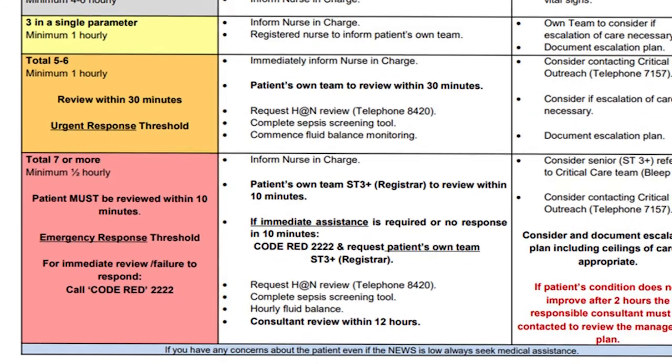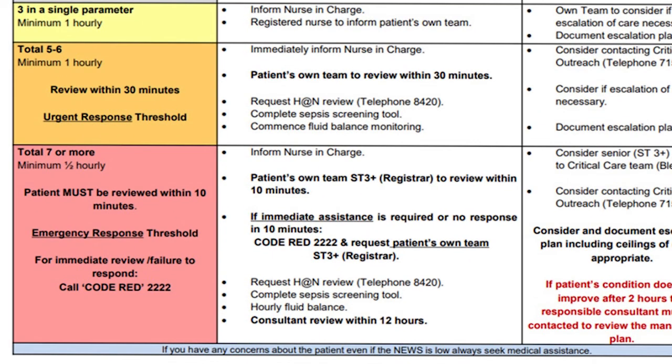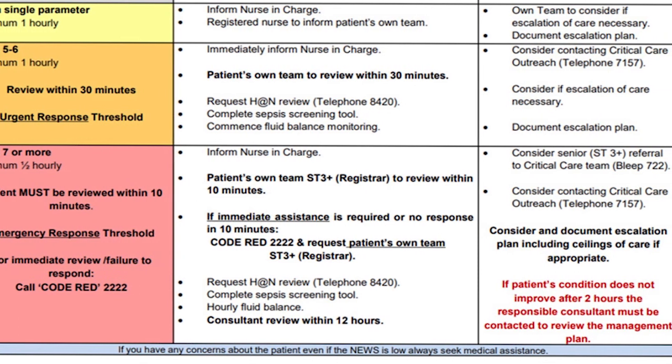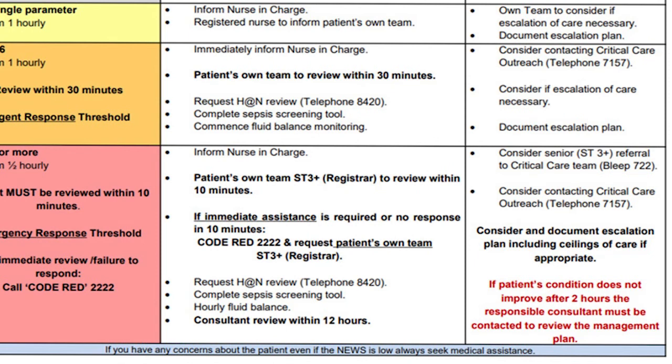If the patient is scoring a 7 or more, then the patient needs to be on half-hourly observations. Consider if you have the ability to keep the patient on continuous observations, or you can set your observation machines to cycle through 5 and 10 minute obs if it's needed. The patient's own team should see the patient in hours, within 10 minutes of the patient scoring a 7. If the junior doctors have seen the patient, there should be a review by a registrar as soon as possible.